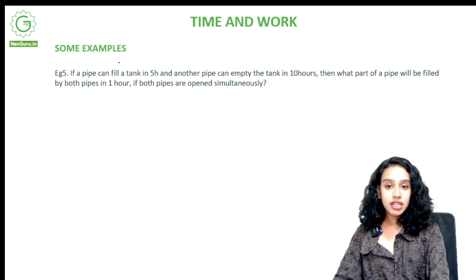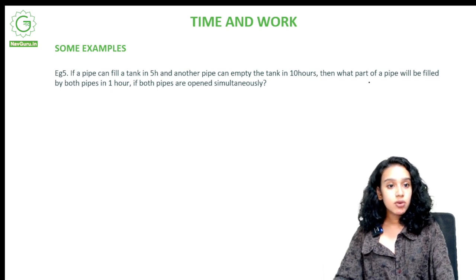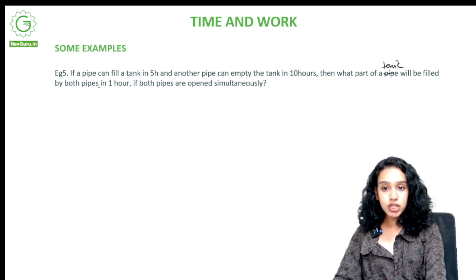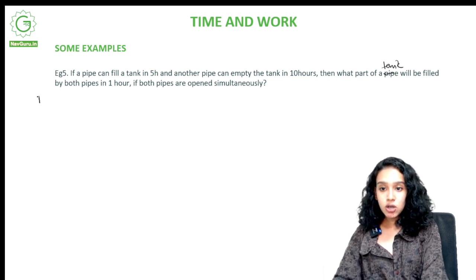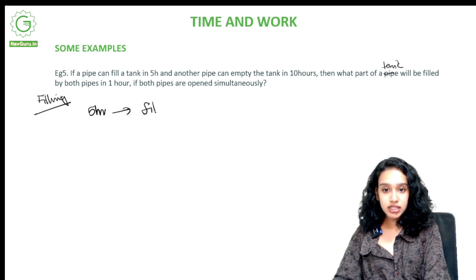If a pipe can fill a tank in 5 hours and another pipe can empty the tank in 10 hours, then what part of the tank will be filled by both the pipes in 1 hour if both pipes are opened simultaneously? So let's talk about filling the tank, right? So a pipe is filling the tank in 5 hours. So in 5 hours, it's filled. So in 1 hour, 1/5 part is filled, right?